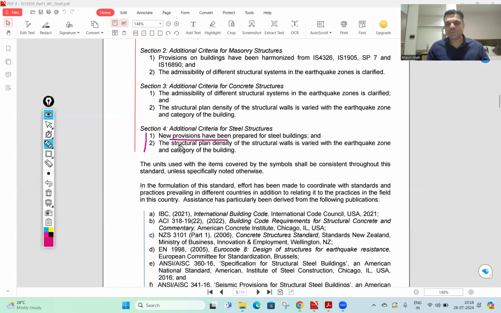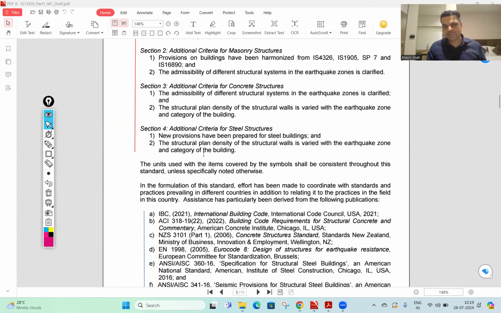For the steel structure also, it is said that the structural plan density of the structural wall varies with the earthquake zone and category of the building. Now, generally, for steel structures this requirement may not be applicable, because generally in steel structures, let's say we provide bracing, or a moment resisting frame.